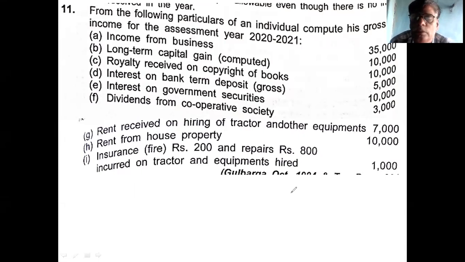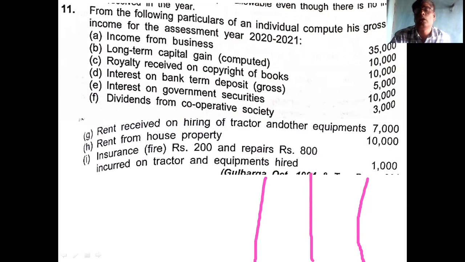Then you deduct the third one. So you make 3 columns. In the 3 columns, the gross annual value, or annual value, is 10,000. You write in the middle column 10,000 and less deduction under section 24. Under section 24, you deduct 30%.